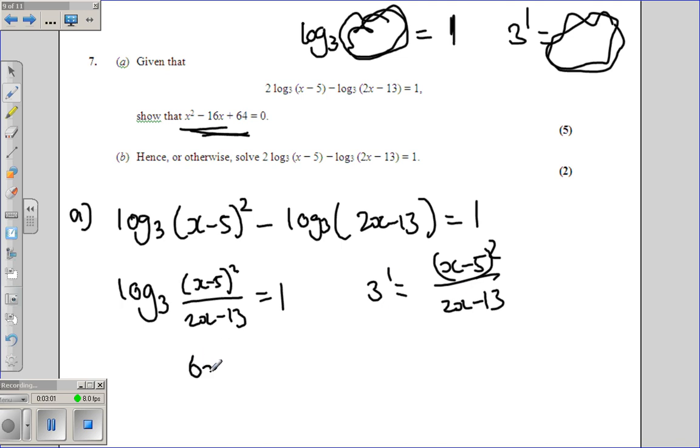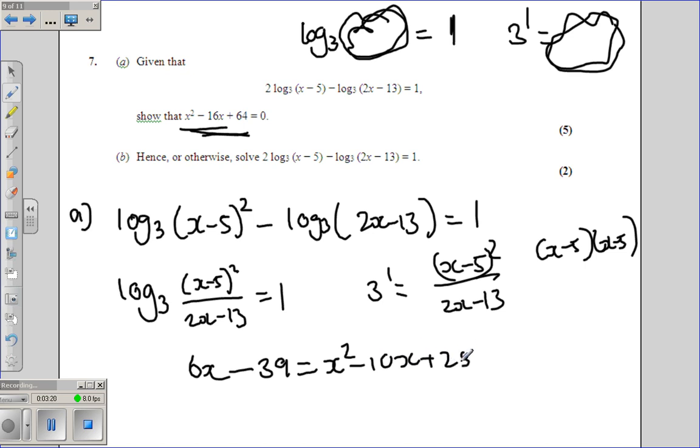So we'll have 6x, 3 times 2x, minus 3 times 13 is 39. And it's equal to (x minus 5) all squared. I'm going to multiply that out now. (x minus 5) times (x minus 5) is x squared minus 10x plus 25. And this is where we've got a quadratic equation, but we need to have it equal to 0. And hopefully when we do, it'll look like this, or we've done something wrong.